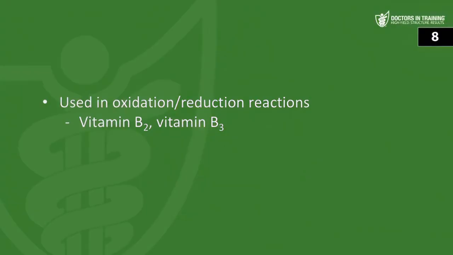And then last question here, which vitamin matches the following statement? So first we have used in oxidation reduction reactions. That's going to be vitamin B2 riboflavin. And remember, that's necessary to make that FAD and that FMN. And then also think about vitamin B3, niacin, which is used to make that NAD or NADP.